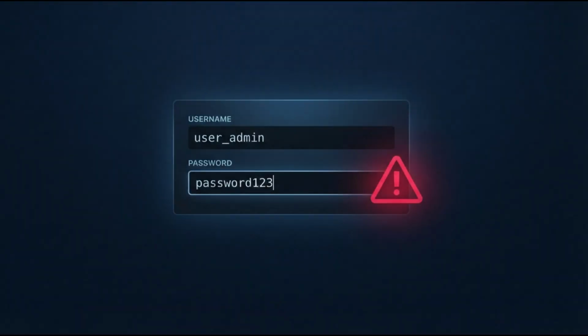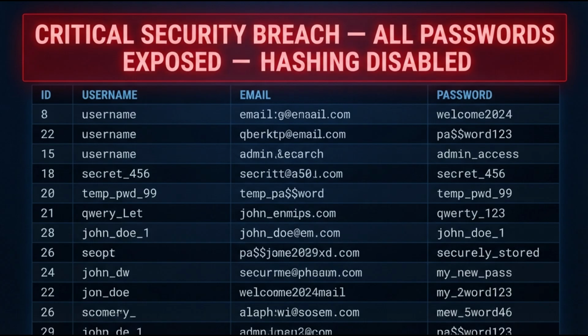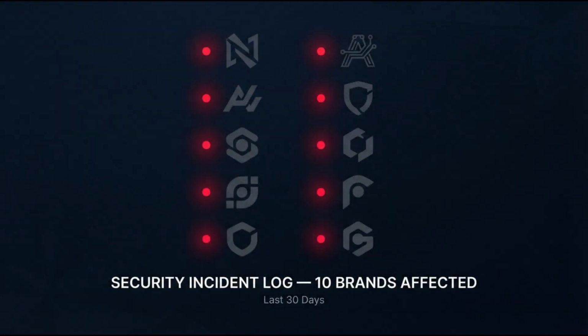So here's the question that should be keeping you up at night. What happens when a company skips all of this? When they store your password exactly as you typed it? No hashing, no salting, nothing. Just plain text sitting, waiting to be found. It has happened. At some of the biggest companies in the world. Companies you have almost certainly used. That is a story for another time.